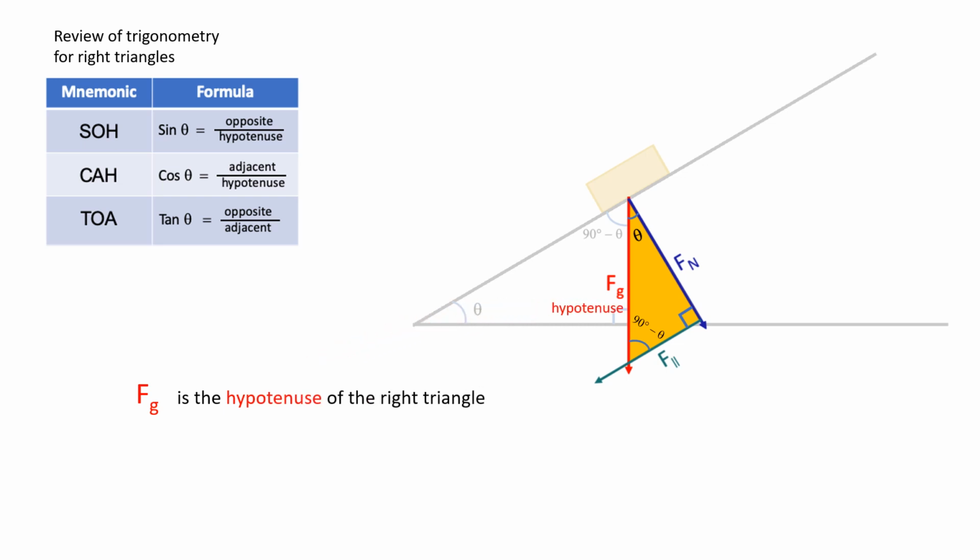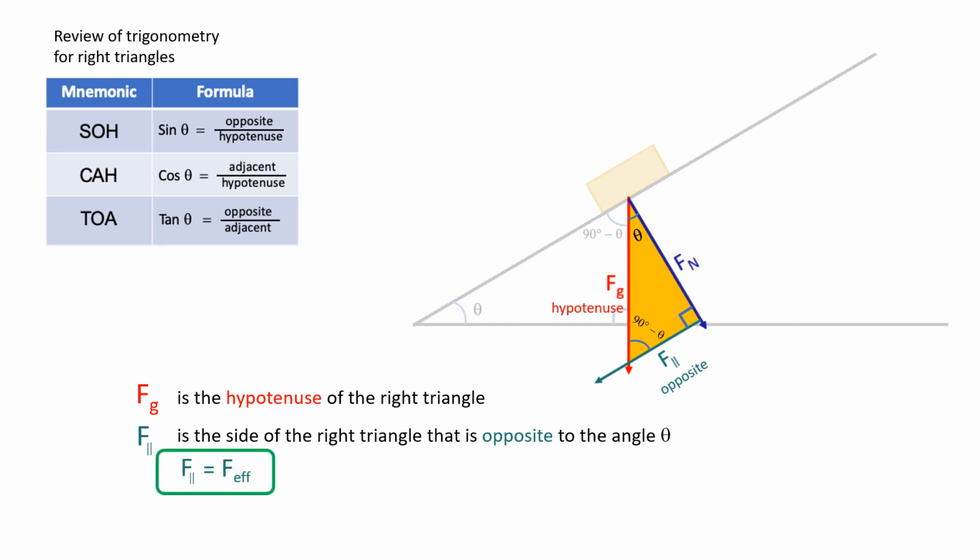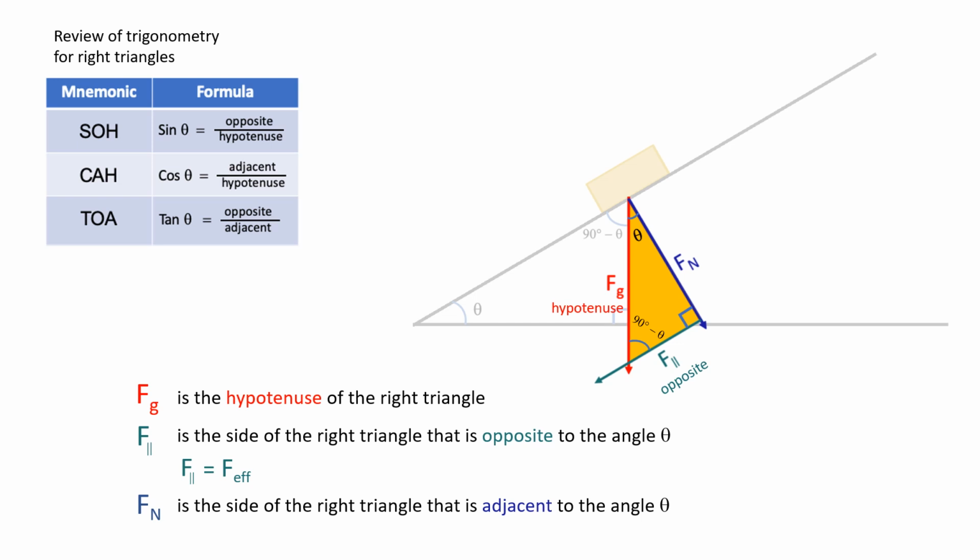The other two sides will be labeled according to their position relative to the angle theta. The parallel force vector is the side opposite to the angle theta. Recall that sometimes the parallel force is called the effective force. Finally, the normal force vector is the side adjacent to theta. Applying our memorized formulas, we can manipulate the variables to solve for the unknown forces and/or the angle of the incline.